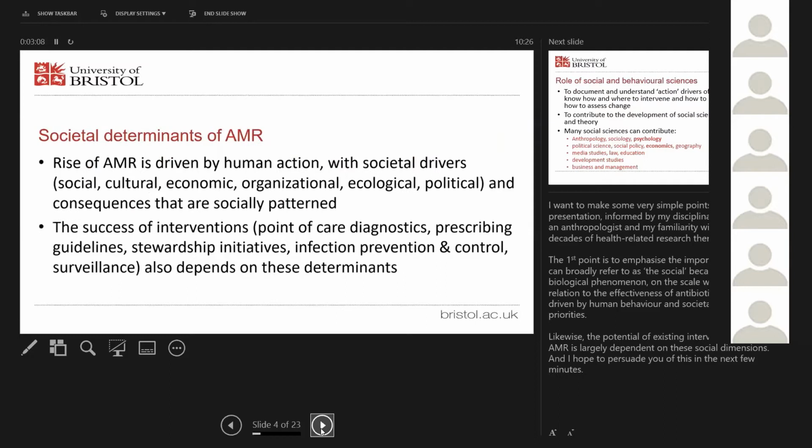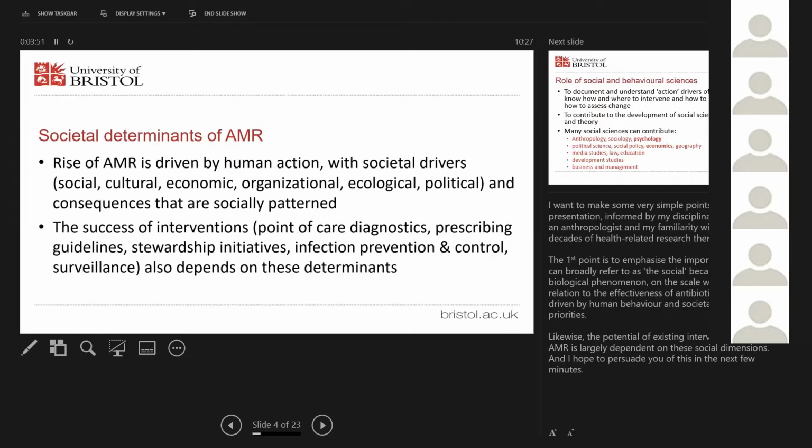When we think about the determinants of AMR, it's important to realize that AMR is driven by human action. And there's a huge range of societal drivers which contribute to that. And those drivers and the consequences of those actions are socially patterned. Likewise, the potential of existing interventions or new interventions to tackle AMR is ultimately largely dependent on these social dimensions.